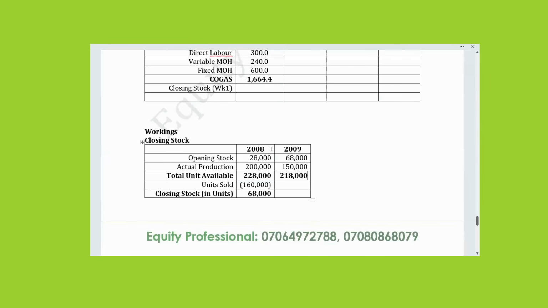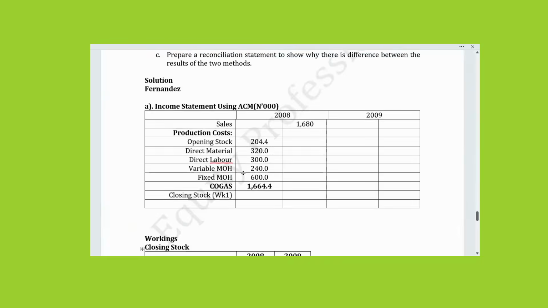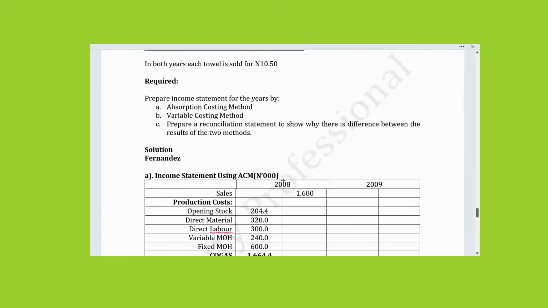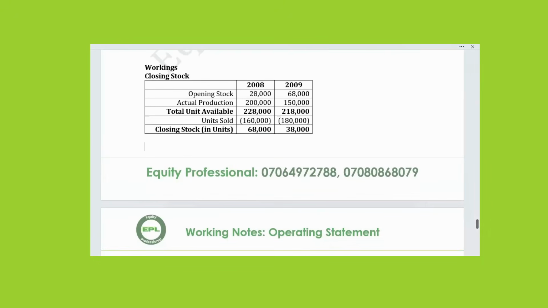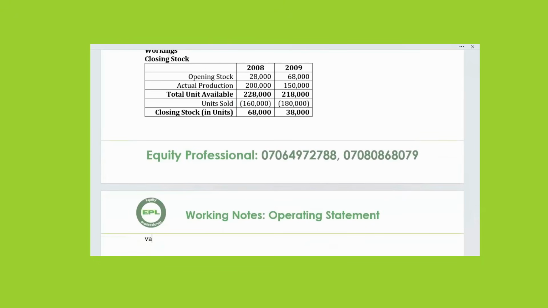In 2009, how many units were sold? In 2009, the company sold 180,000 units. Minus 180,000. What's the difference? Festus? 38,000. So this is how to calculate closing stock in units. So we then need to determine the value of the closing stock. So we need to carry out valuation. Let me move to the next page. We then say valuation.